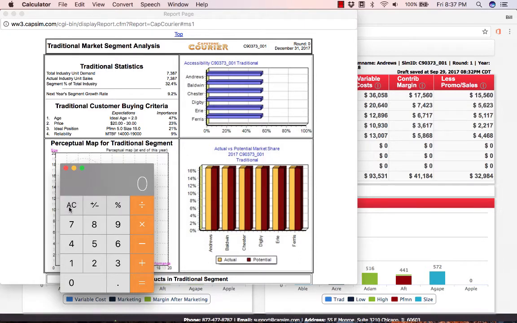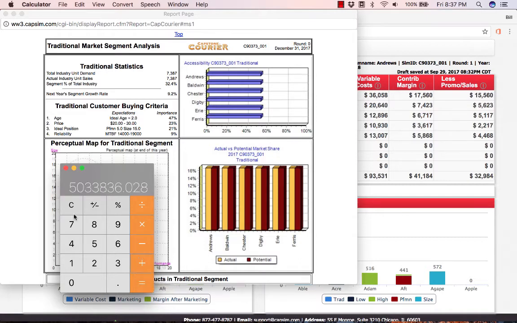One of these days I'll get this right. 7387 times 9.2% equals, what is going on here? Pay no attention to the man behind the curtain. 7387 times 9.2%. There we go. So 680, roughly. So we're going to have a growth of about 681 units.